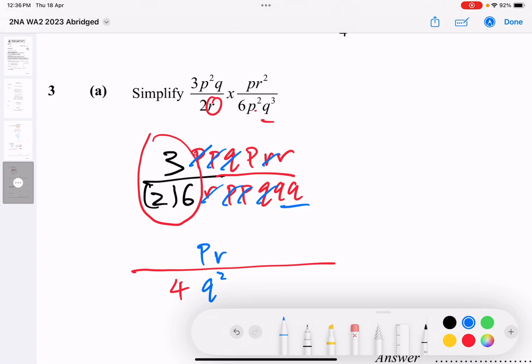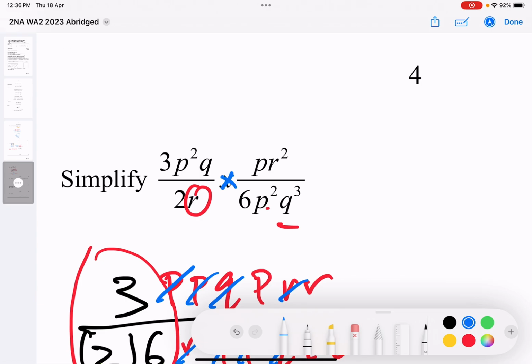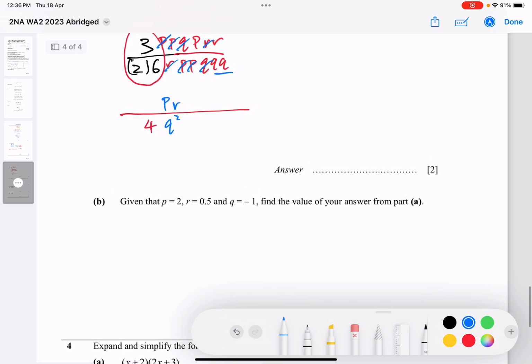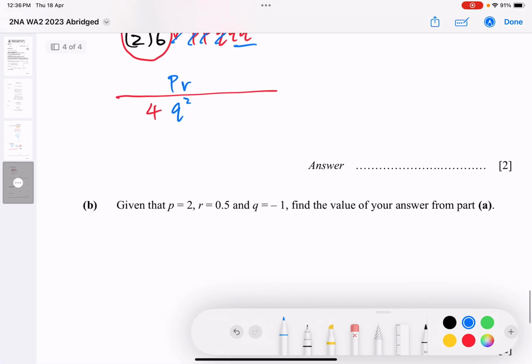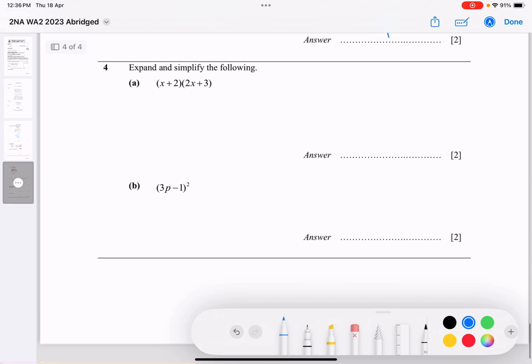Is there an X? No, there's no X. This times. This times. Okay, this one is a typo. Actually, it's meant for times. Then for part B, just use your calculator. Substitute in the P is 2, R is 0.5, 4 times negative 1 squared. So you're going to get 1 over 4. So your answer is just 1/4, that's all. And the last question.